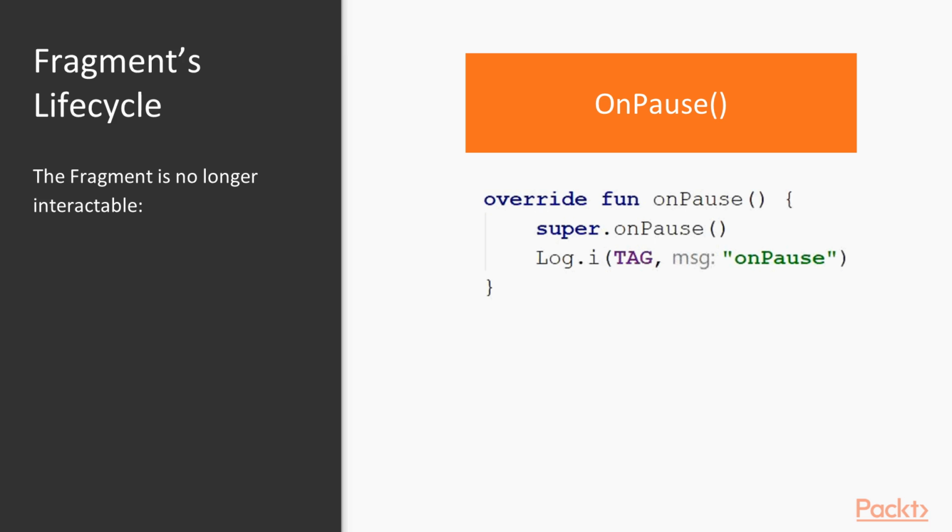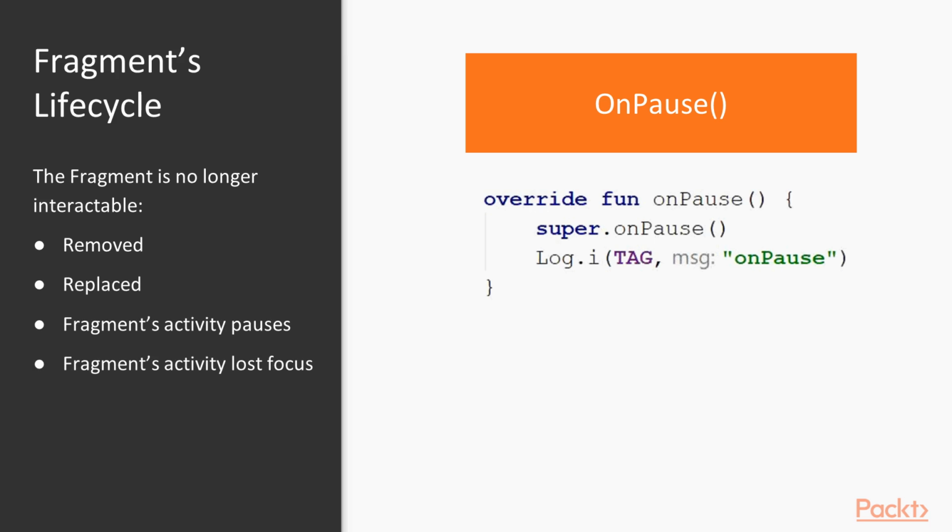This occurs when either the fragment is about to be removed or replaced, or when the fragment's activity pauses, something like when another activity is in the foreground and has focus, but the activity in which our fragment lives is still visible. Maybe the foreground activity is partially transparent or doesn't cover the entire screen. Though it doesn't always mean that the fragment is going to be destroyed, you should commit changes since you can't make sure what happens next.